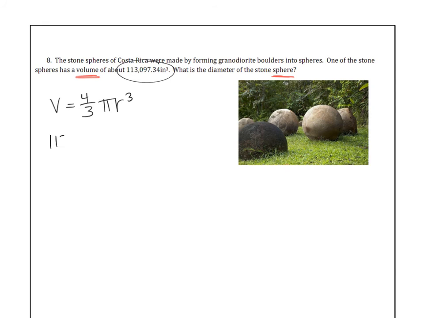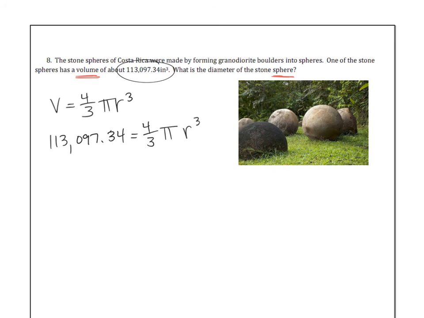So you go 113,097.34 equals 4/3 pi. Do we know the r? No, we do not. So we just leave it r cubed. Think about solving for r. We have to get everything away from the r. There are many ways to start solving this.